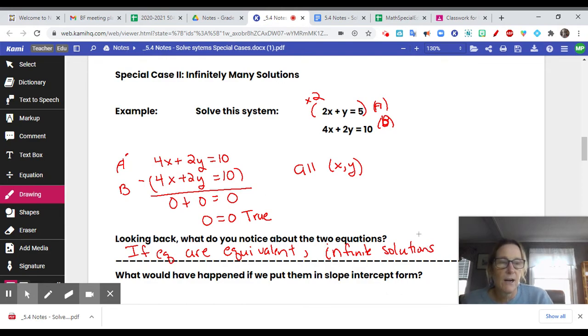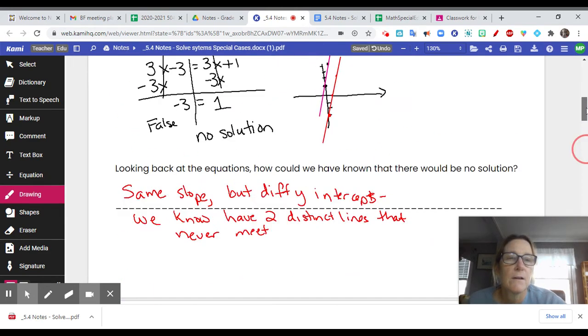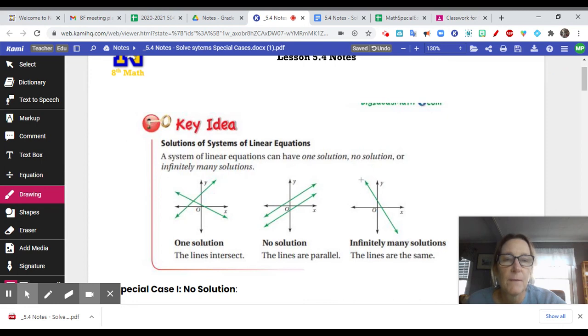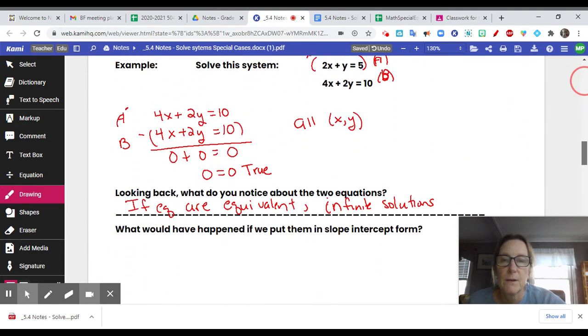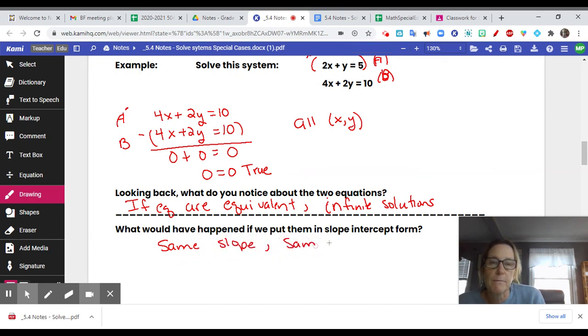Okay. So, looking at our graph, if they both come out the same, that means their slope is the same, and their y-intercept is the same. So if we put them in slope-intercept form, if they're the same line, they have the same slope and the same y-intercept. And I'll leave that as an activity for you to rewrite each of those in slope-intercept form.